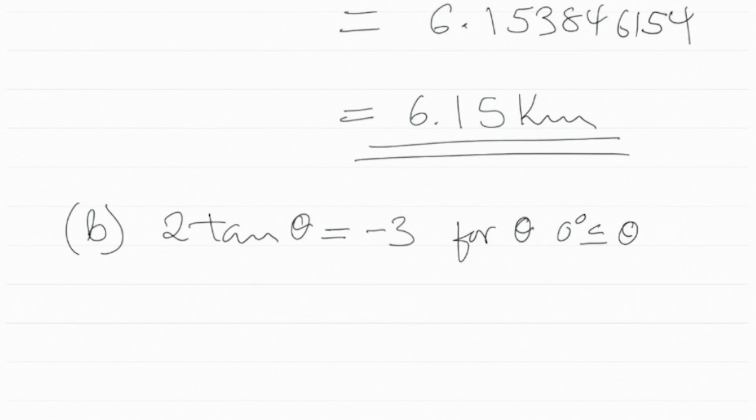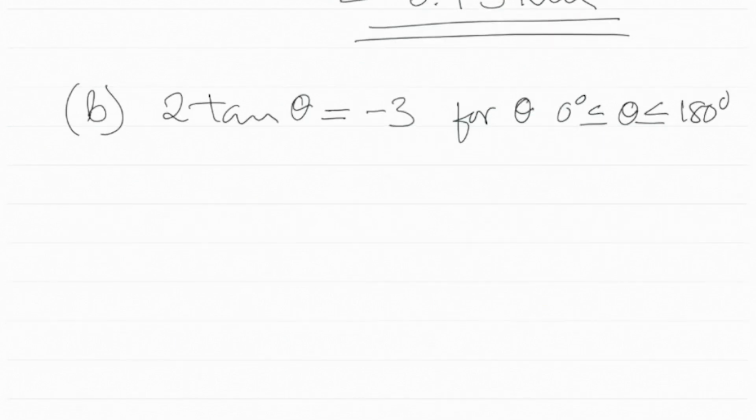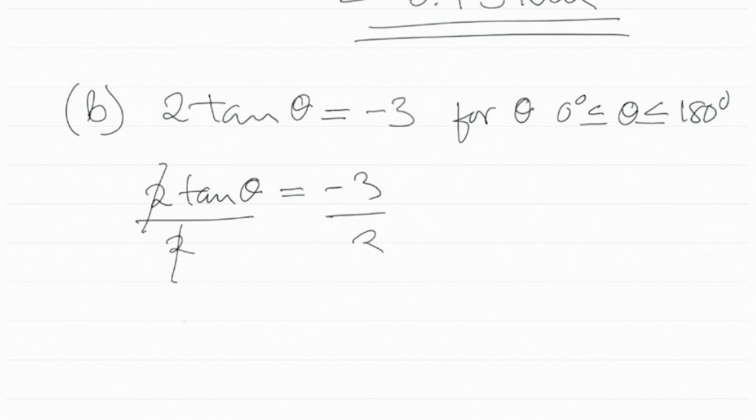Right. So I know most of you are so much used to questions that will ask you to solve the sine and the cosine, but this time around they decided to ask us a question on tan. So now 2 tan theta equals -3, we are going to say divided by 2 over 2, so that we have tan theta to be -3 over 2.